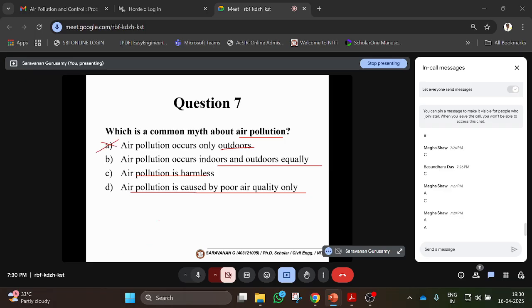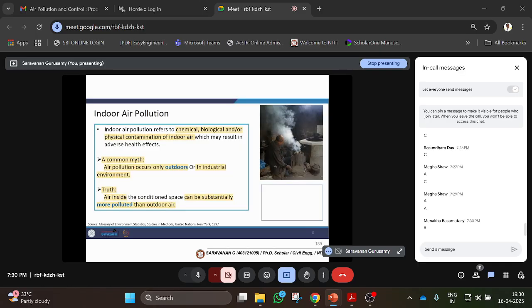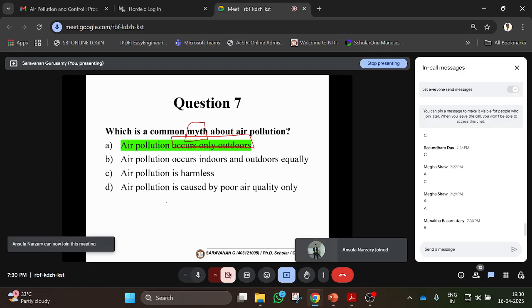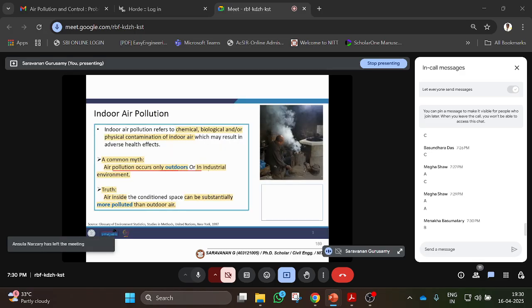Air pollution occurs only outdoor. We have studied a lot about indoor, right? Air pollution is harmless is also wrong. Air pollution is caused by poor air quality only is also wrong. Okay, sorry, they are asking what the myth is. So the myth is that air pollution occurs only outdoor. It's a false statement. So the answer is A. Air pollution occurs only outdoor is a myth.